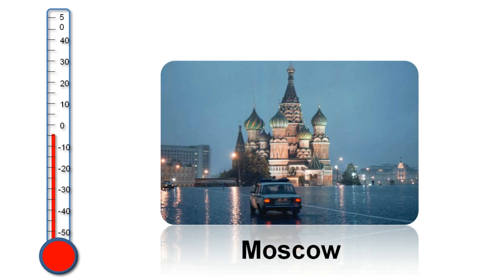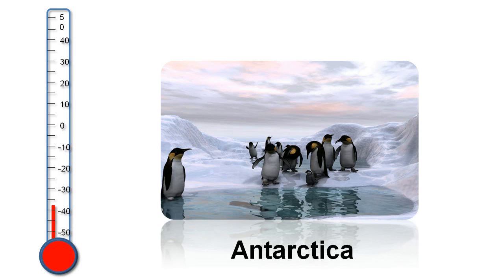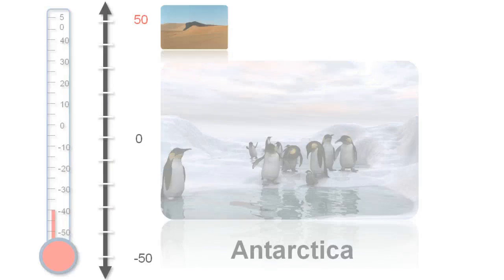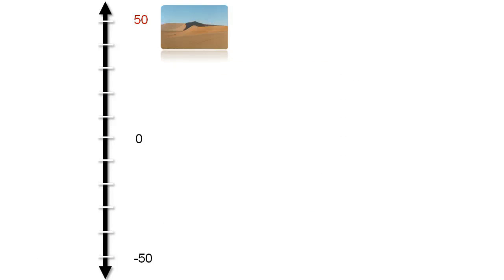Continuing further north, Moscow can get very cold. It could be 5 degrees below zero, or negative 5 degrees Celsius. It would be even colder if we travelled to Antarctica, where it could quite easily be 40 degrees below zero, or negative 40 degrees Celsius. Let's put all this information onto a number line.